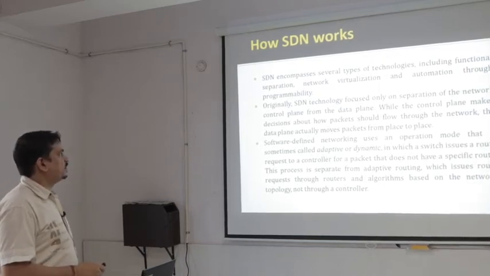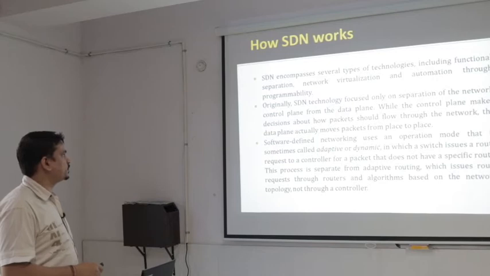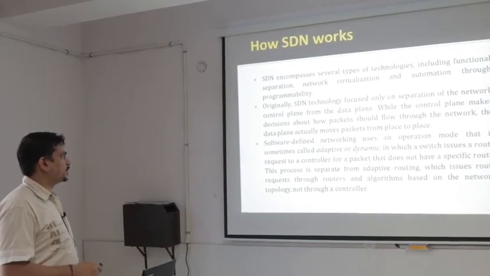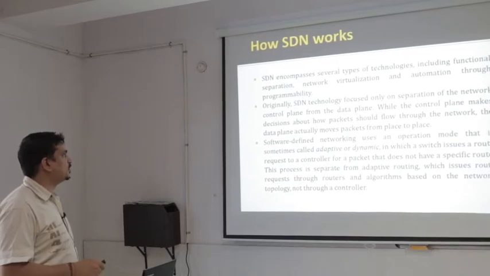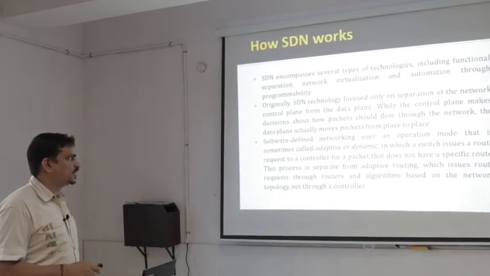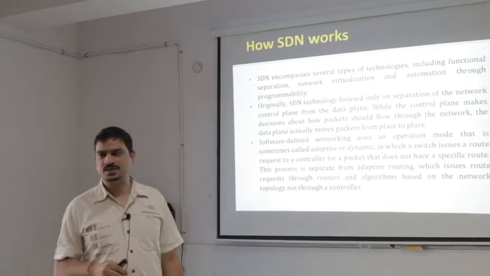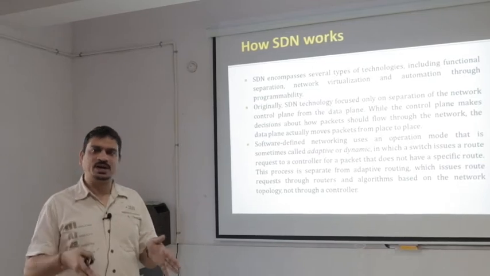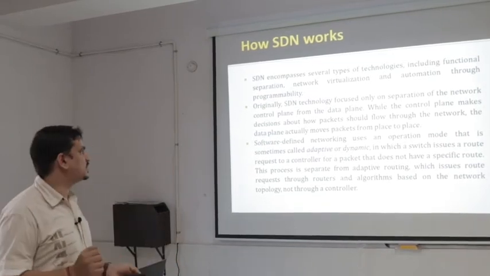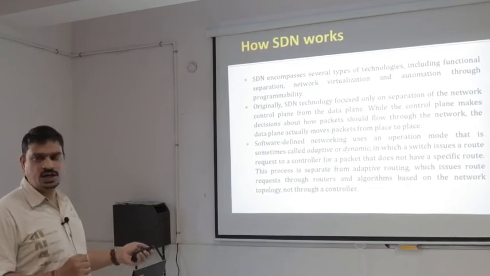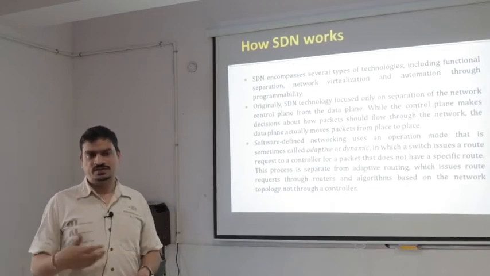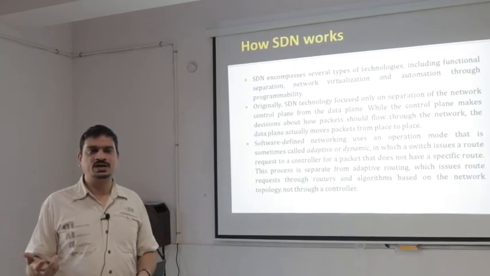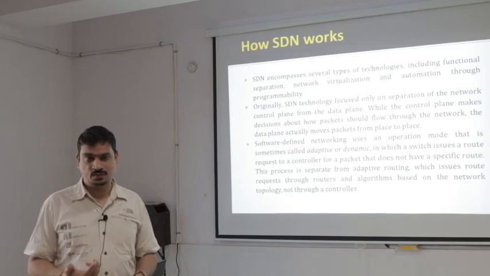SDN encompasses several types of technology, including functional separation, network virtualization, and automation through programmability. Functional separation means there are different types of functions, and all those functions can work separately in the network. The next thing it provides is network virtualization. Like we have seen a virtual system, in the same fashion, it will provide us network virtualization. What do you mean by that?